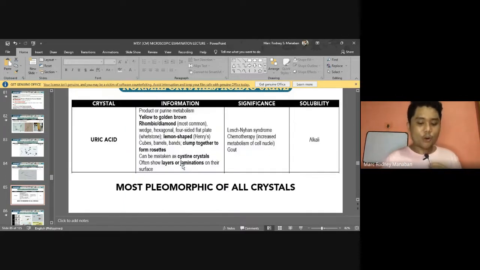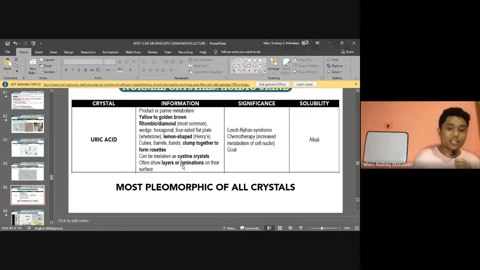Next is, of course, the star of Christmas, uric acid, considered to be the most pleomorphic. When you say pleomorphic, it assumes a lot of shapes. Uric acid is a product of purine metabolism, as we have already mentioned. What are the different shapes? The most common is rhombic to diamond, and it is yellow to golden brown in color.